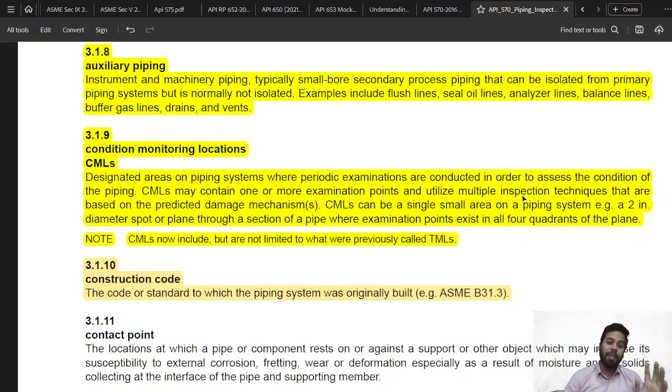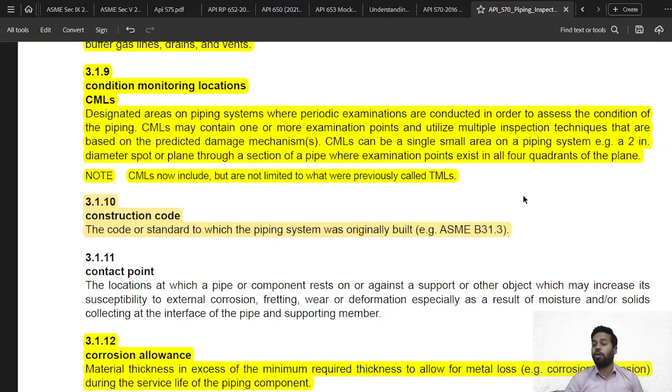The next thing that we have to understand is a CML. CML is also known as condition monitoring location, a specific location in a piping circuit where generally the inspection happens. Whenever we do the inspection, there is a high chance that we are not able to check 100% of the component. The reason for this is generally the cost, because if we check 100% of the component, we'll require workers for an extended amount of time and we'll have to pay them more as well.